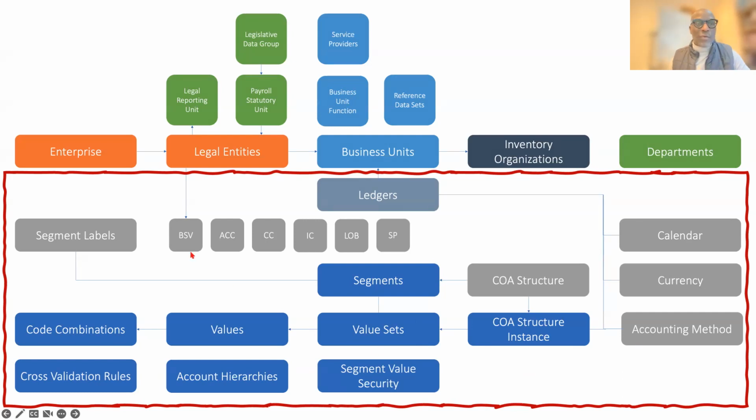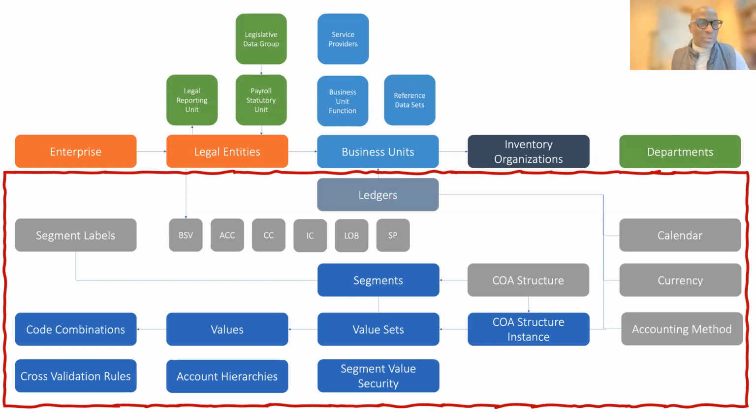Remember that you have your balancing segment value, your account segment. So your BSV, which is your balancing segment, usually has the details of your legal entities. If you have an analysis segment, which is mainly for your lines of business, then you may also have a segment for your line of business, or maybe any other segments that you want to use for your analysis purposes.